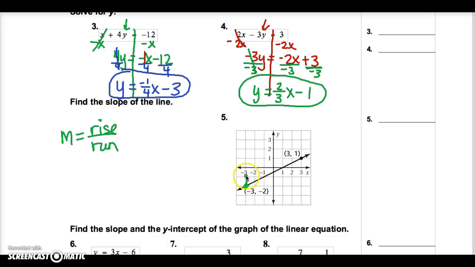So I'm going to rise 1, 2, 3, and you run 1, 2, 3, 4, 5, 6. Since I went up 3, that's a positive 3, and since I went to the right 6, that's a positive 6. And then you can simplify that down to 1/2.